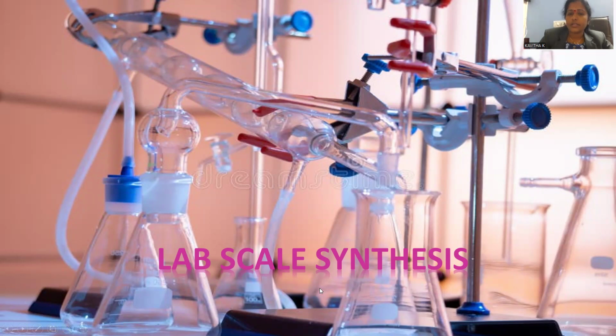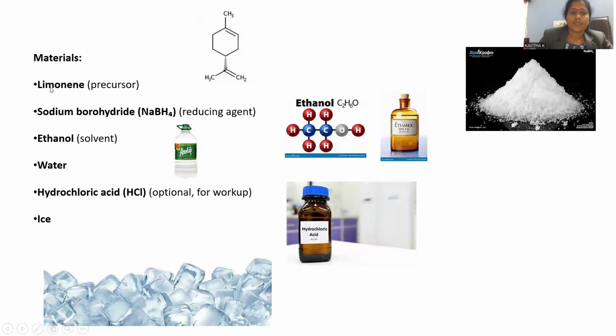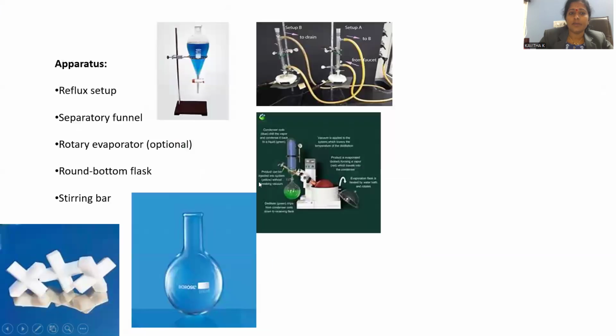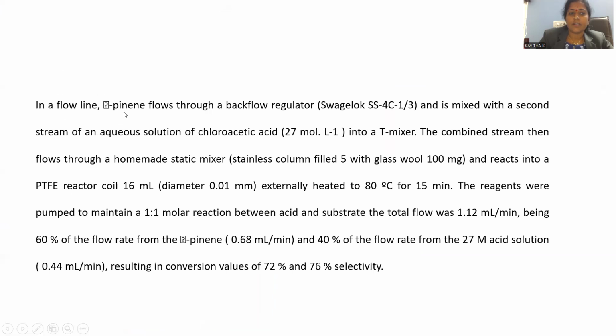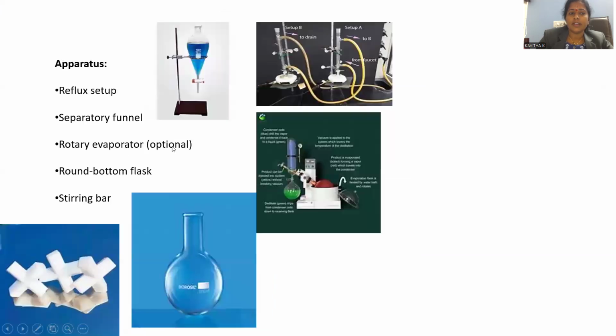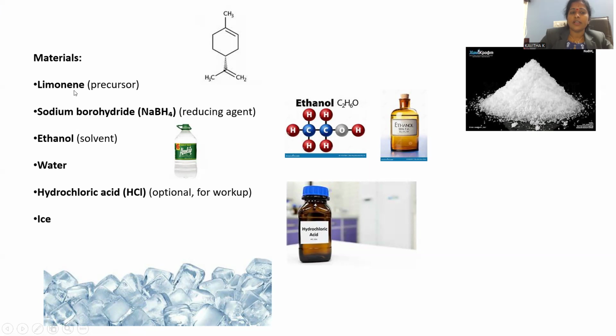Now we enter another segment, the lab scale synthesis of alpha terpineol. Laboratory grade synthesis we are going to do. In order to synthesize it, the precursor compound taken is alpha pinene. Limonene is also another precursor, and it is possible to synthesize from limonene too, but in our laboratory scale synthesis, alpha pinene was taken. Please make a correction there: instead of limonene, think of it as alpha pinene.